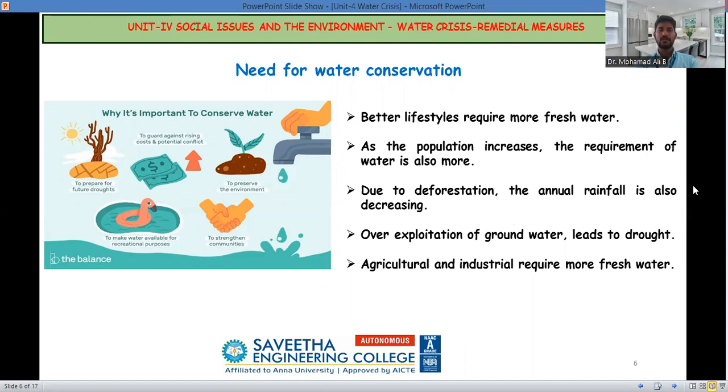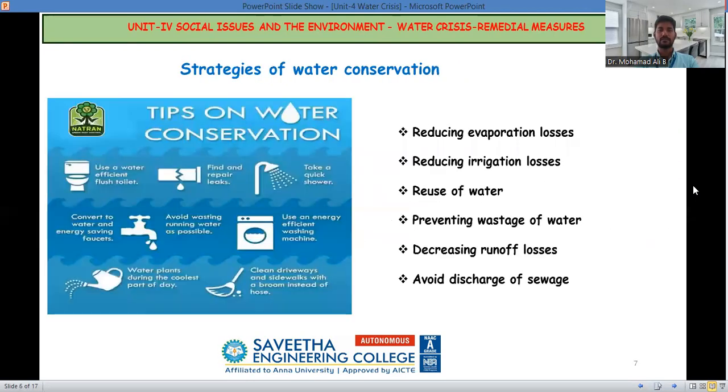A better lifestyle requires more fresh water. As the population increases, the requirement of water also increases. Due to deforestation, the annual rainfall is also decreasing. The over exploitation of groundwater leads to drought. Finally, agriculture and industry require more fresh water. So, these can be causes of the water crisis. So that's why we need water conservation.